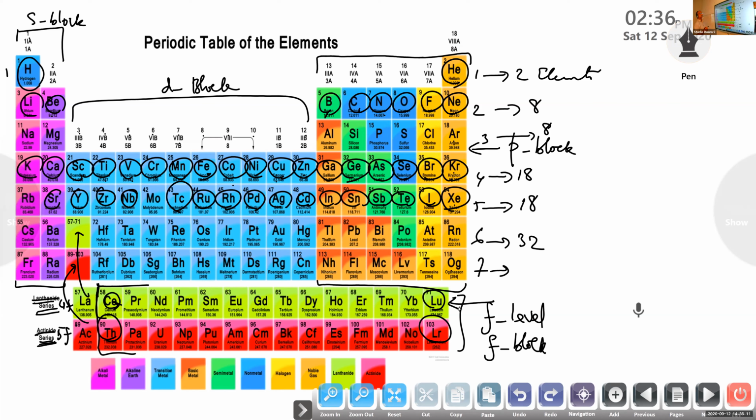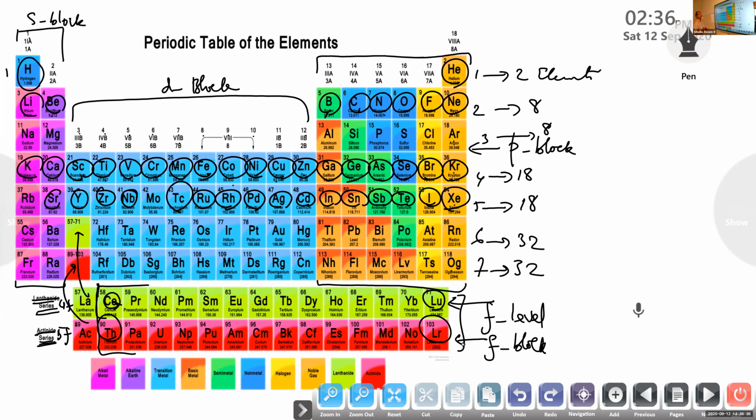Similarly, in the seventh period also, 32 elements are possible, but we have only 18 columns. So there should be provision for 14 elements, and they are the actinoid elements. They are kept below the main table as two separate rows.